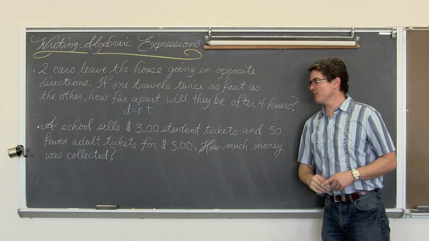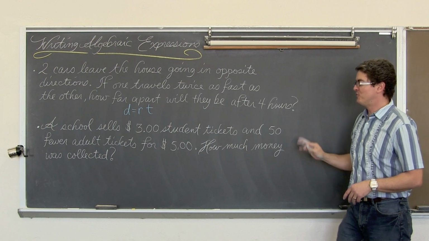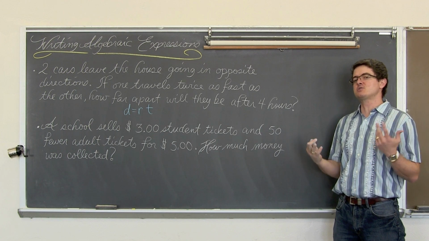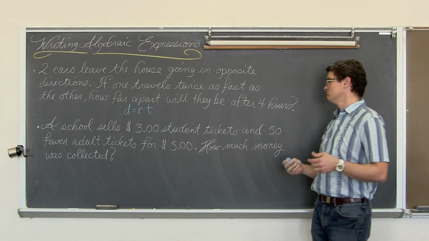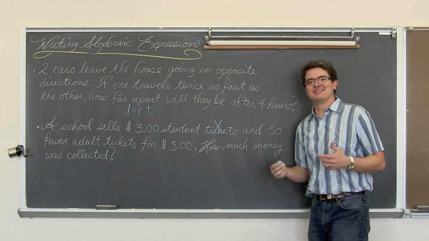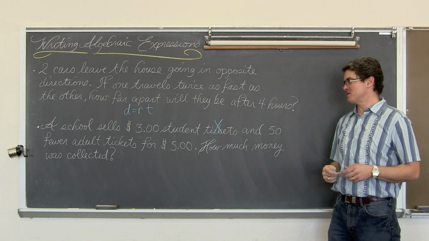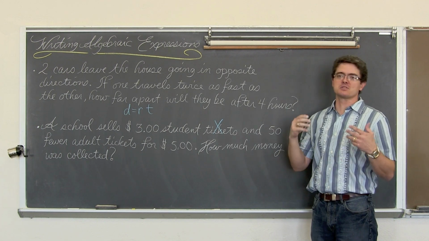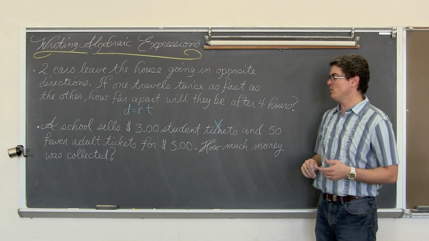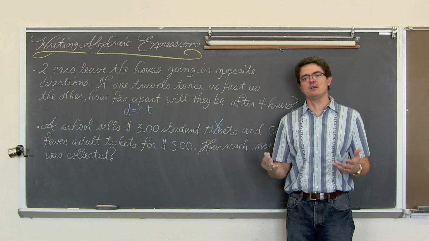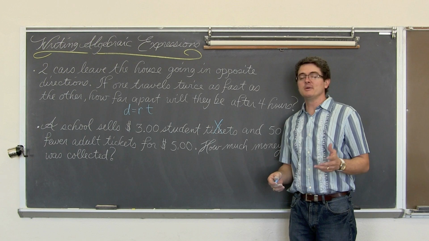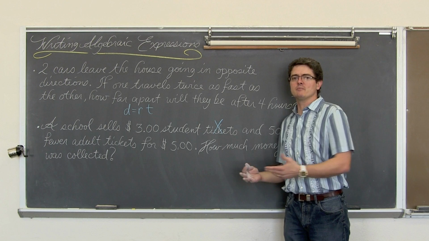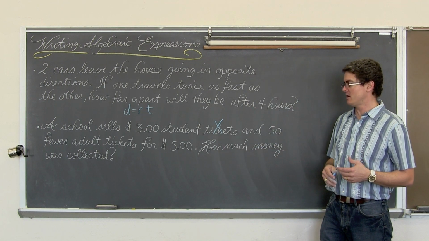says that a school sells $3 student tickets and 50 fewer adult tickets. So in this sentence, I actually have not told you how many student tickets are sold. X. And then 50 fewer adult tickets are being sold, or were sold, for $5. So some tickets were sold at $3, some tickets were sold at $5. How much money was collected? Well, that sounds like you should have an actual numerical value, but I never told you how many student tickets were sold. So I can't actually solve an equation, but I can write an expression to describe what's going on here.